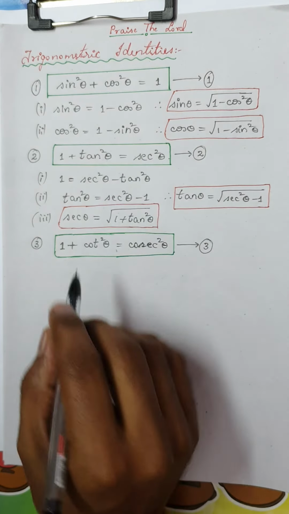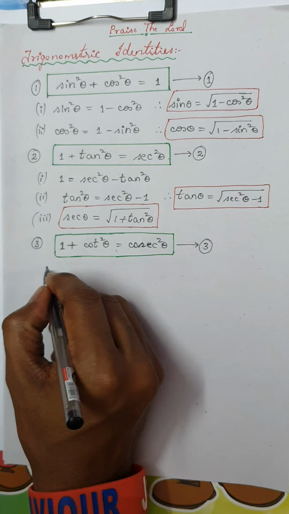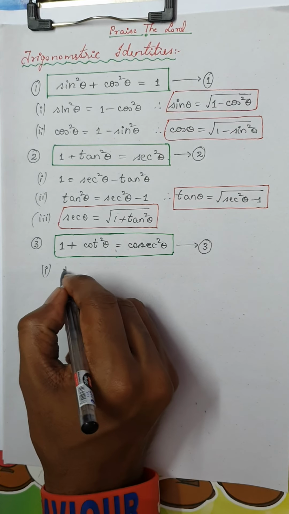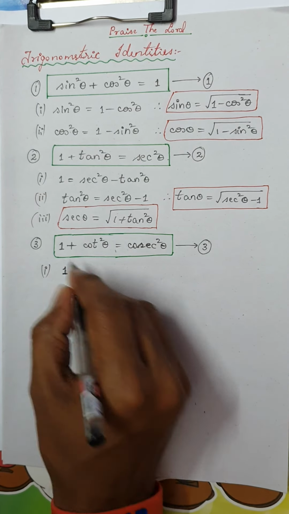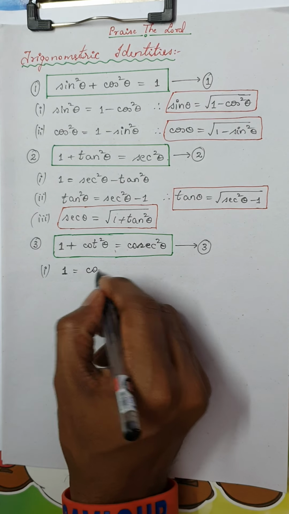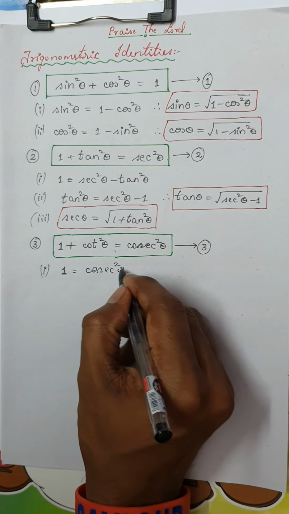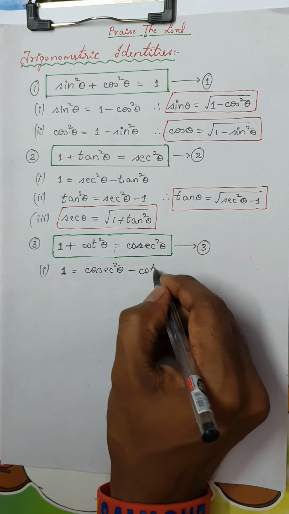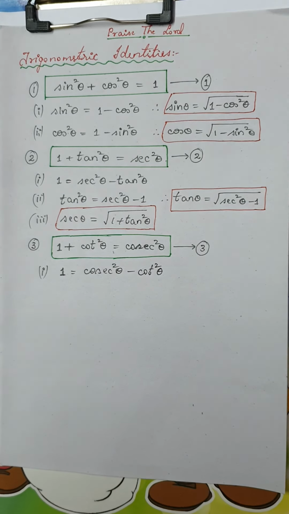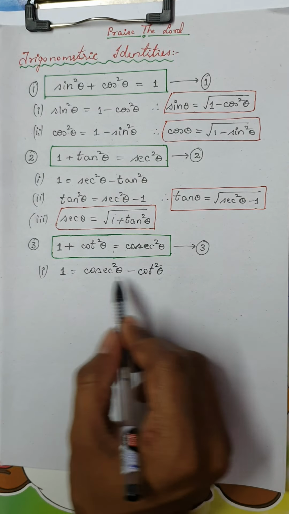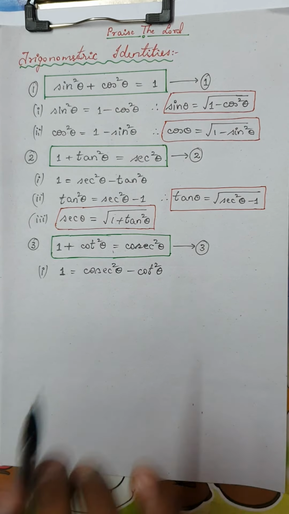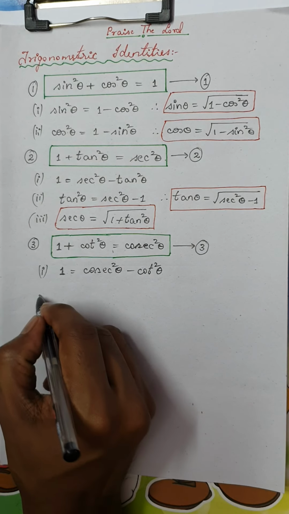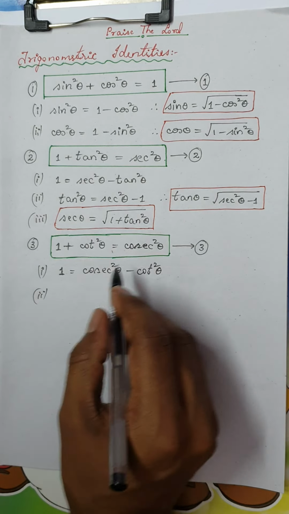As we wrote the previous ones, here also we can make some changes. The first one is sending cot square to the right hand side. So 1 is nothing but cosecant square theta minus cot square theta. Are you following? Cosecant square minus cot square theta. Remember, theta should be same. It will be equal to 1. Or I can send 1 to the right hand side.